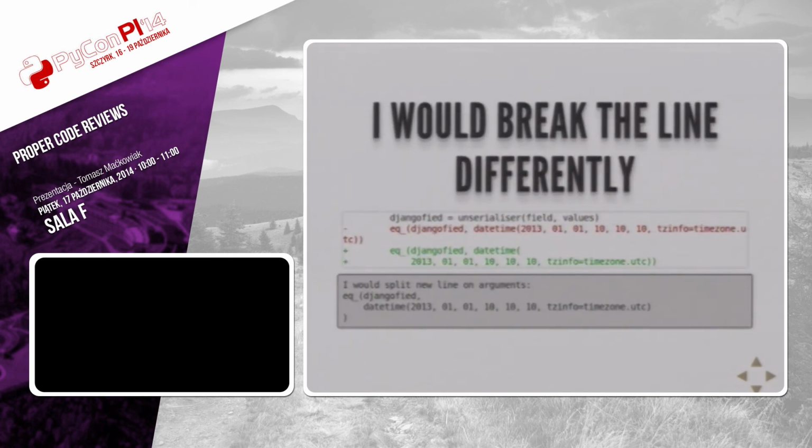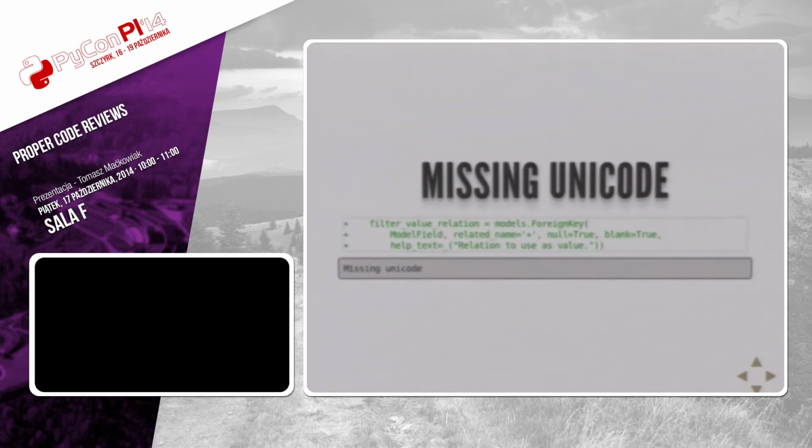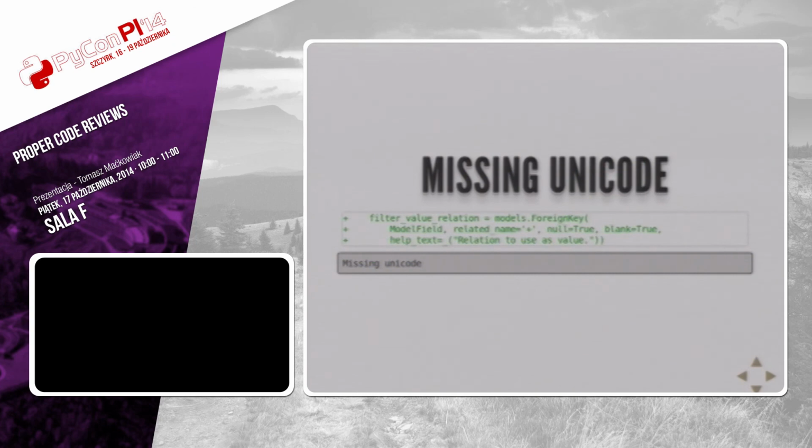Beginners can point out that you can break the line differently, although they probably shouldn't. People can pretty easily spot that there are some Unicodes missing. But there's another thing to this. Some people take this a little bit too far. They don't really look at what's happening, and they change to Unicodes everywhere, when it doesn't really work like that.